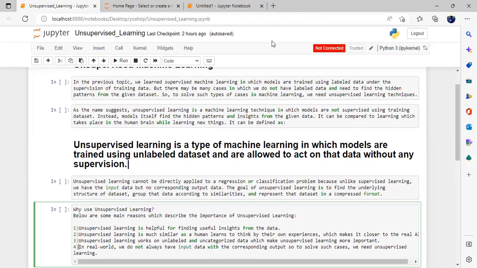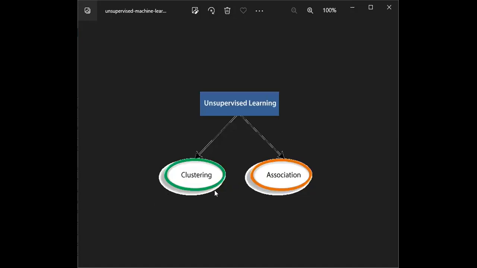So again, I'll show you one image. Let me check. Okay, can you see this clustering and association?